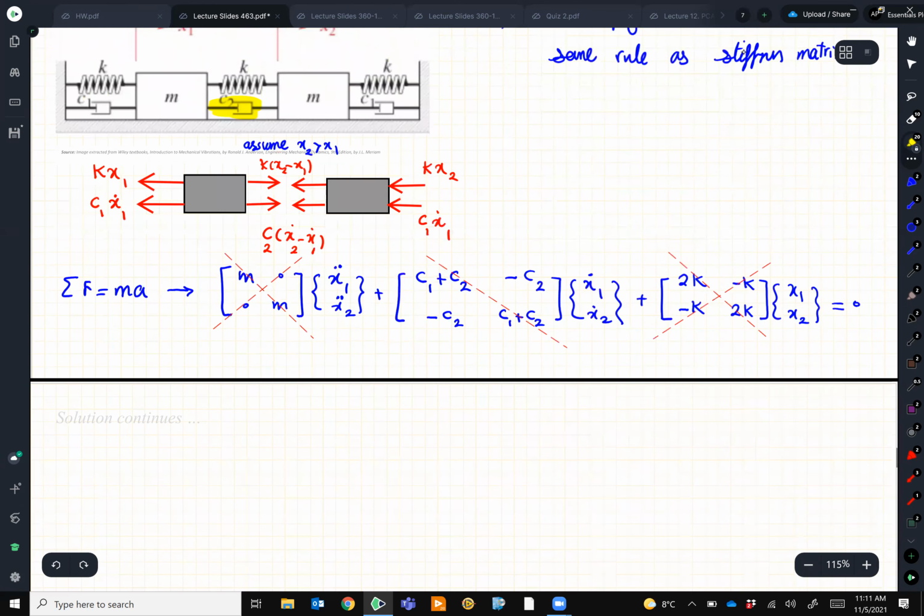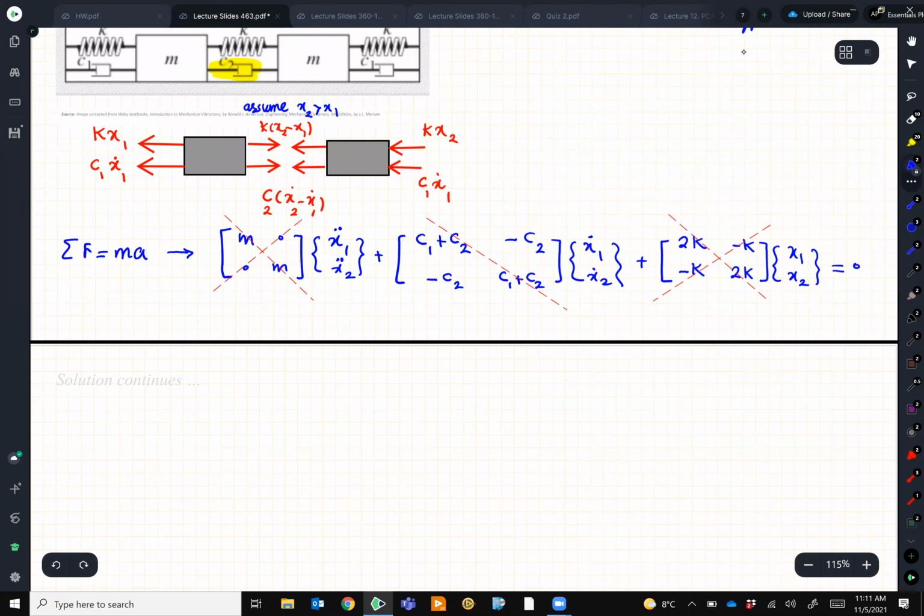Our next step, I'm repeating the same things that we had before. Let's call this one step 1, free body diagrams, and step 2 is the equation of motion. Then we get to step 3, where we need to find the natural frequencies. So to find the natural frequencies, we need to solve for the determinant of matrix K minus M omega squared equal to 0.